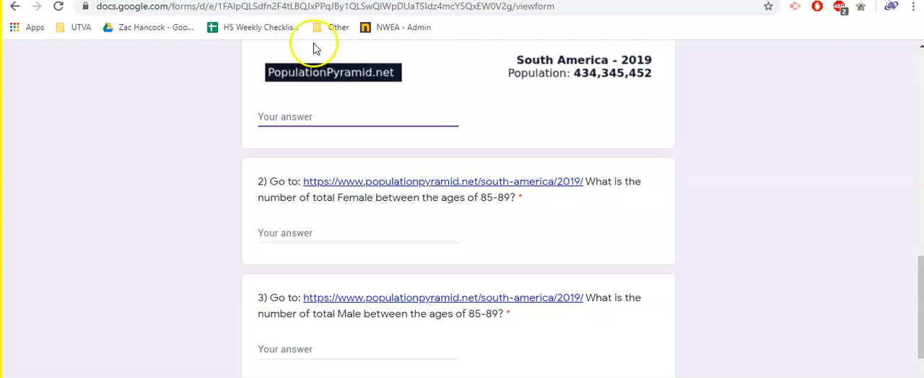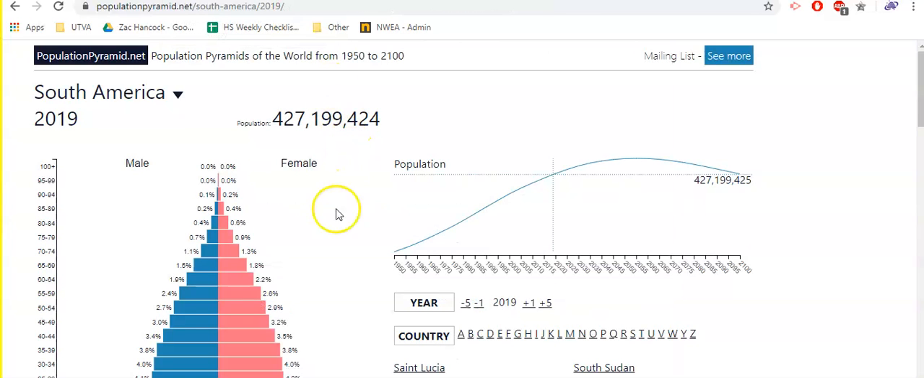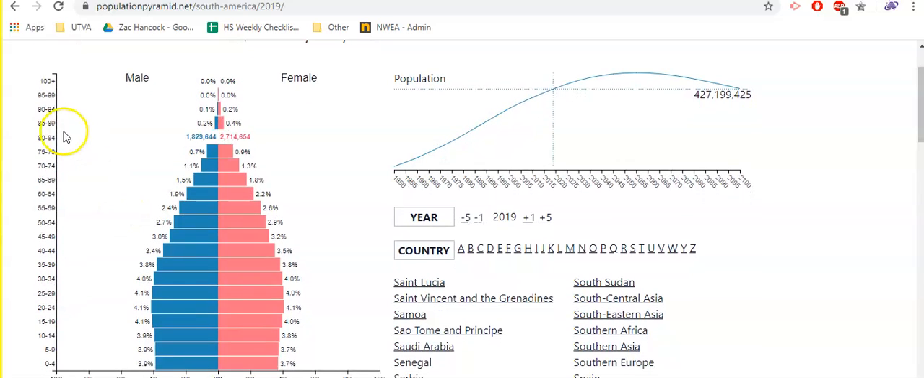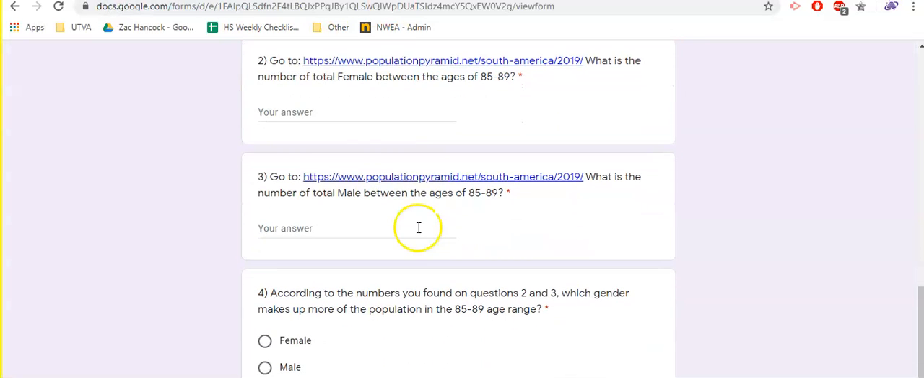Okay, next, you have to go to this website. So you click on the website, you're going to go here, and it says the total number of females from 85 to 89. So we come up here, we look for 85 to 89, and we look over, and if you scroll your cursor over it, it's going to give you the two numbers. So this is going to give you answers for 2 and 3. You just need to get down those numbers and put them in here. So for 2 and 3.